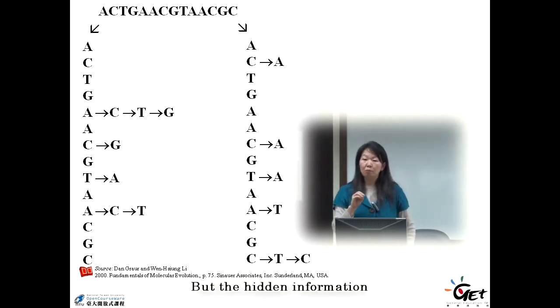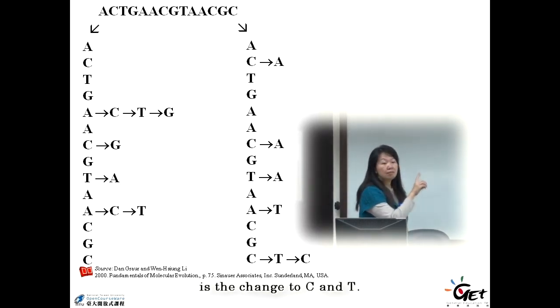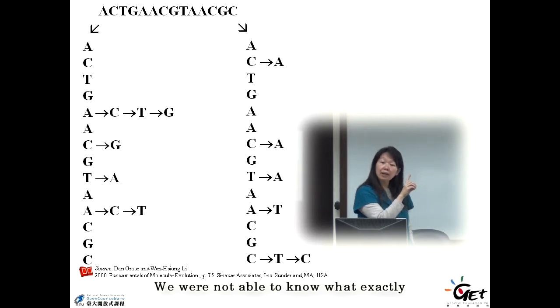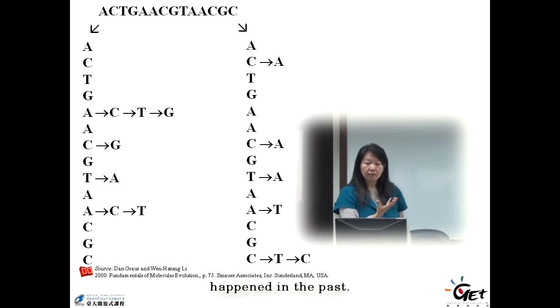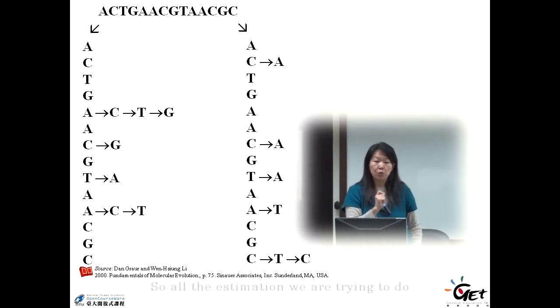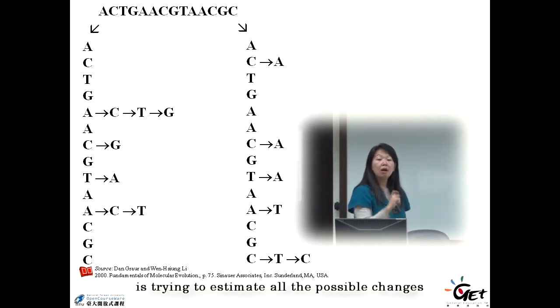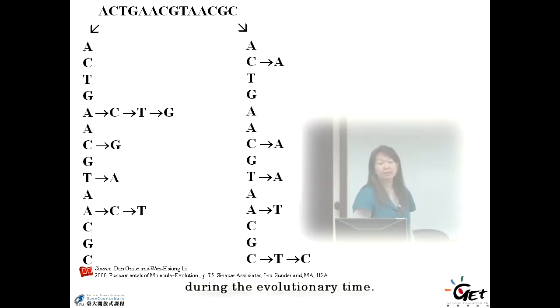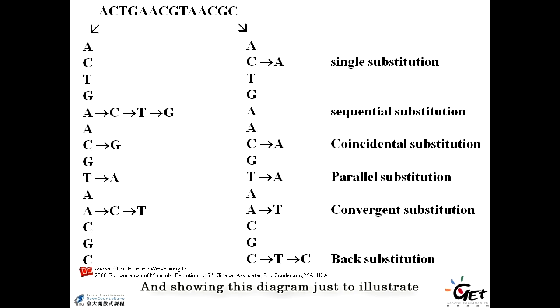But the hidden information is the change to C and T. We are not able to know what exactly happened in the past. So all the estimation we are trying to do is to estimate all the possible changes during the evolutionary time. And this diagram illustrates that there are a lot of changes which cannot be observed by simply pairing the two sequences together.